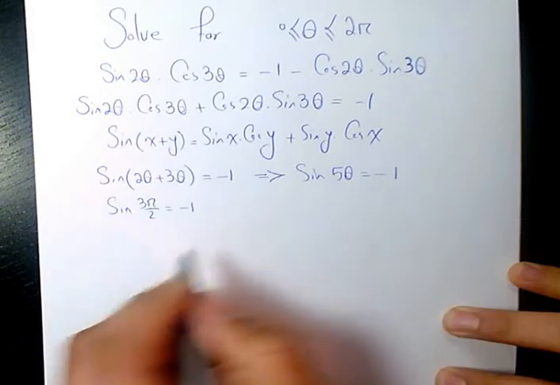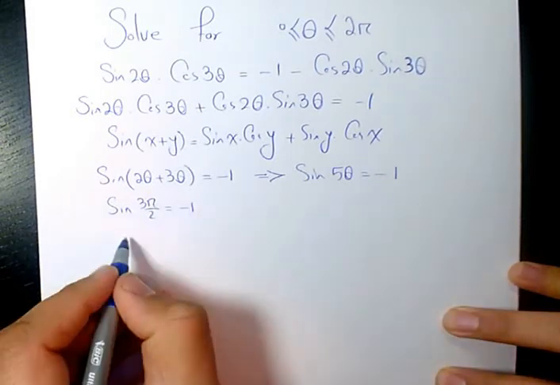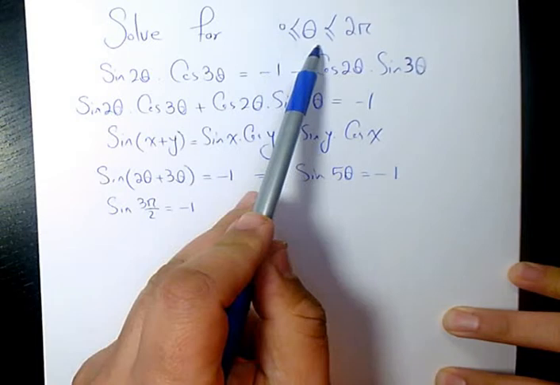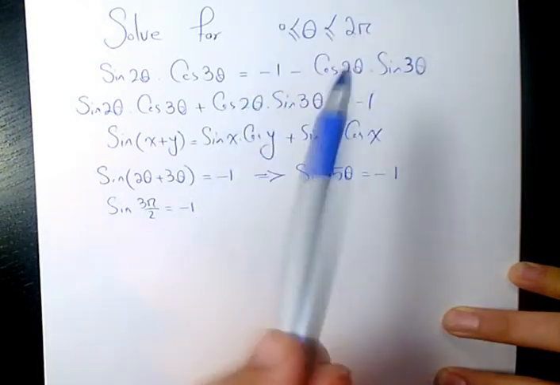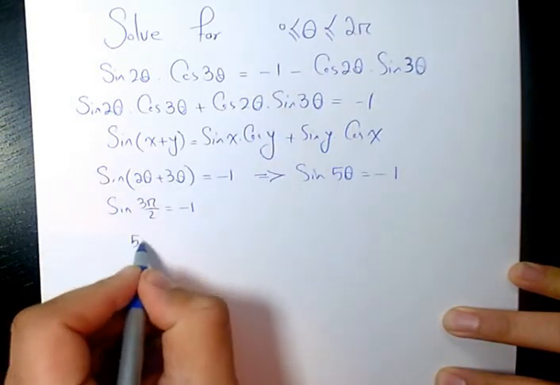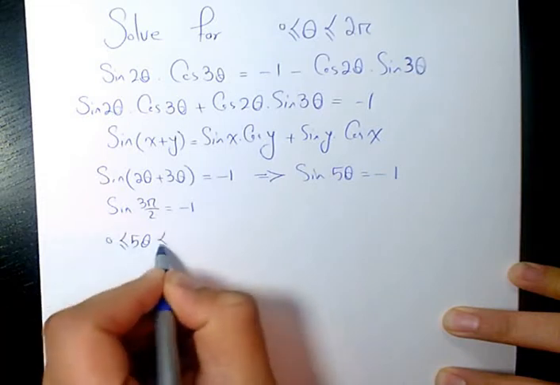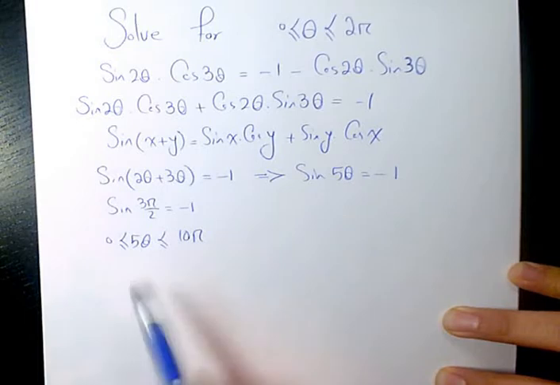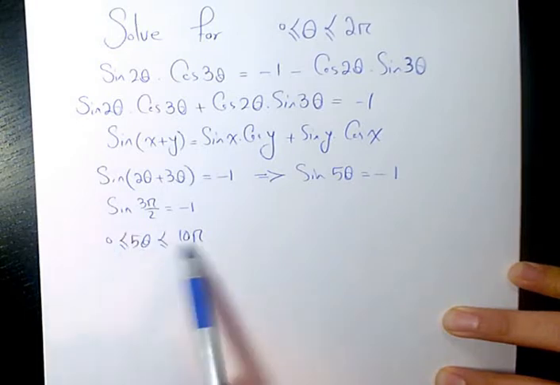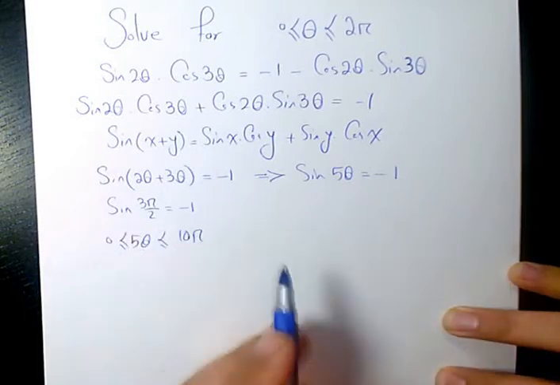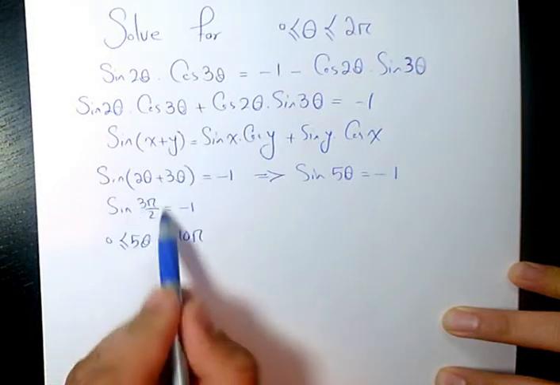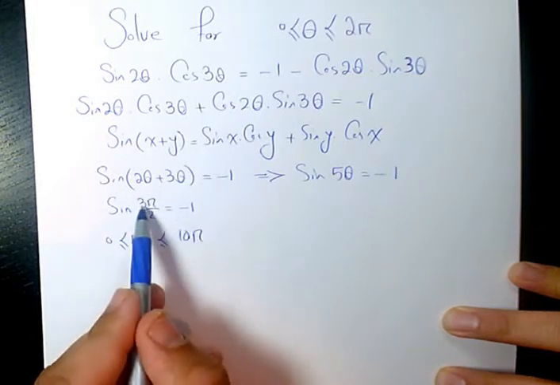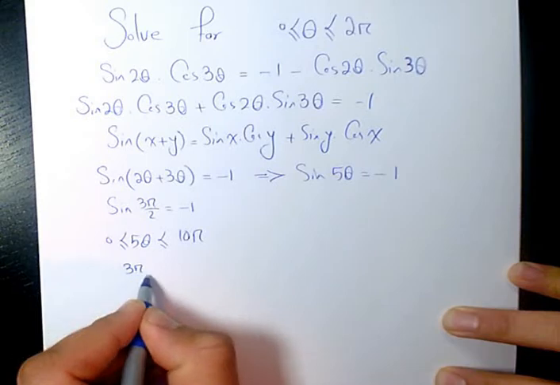So here, when theta is changing from 0 to 2 pi, 5 theta is going to change from 0 to 10 pi because I multiplied everything by 5. So we have 5 cycles in total. This is going to be the only answer for the first cycle. So we have 3 pi over 2.